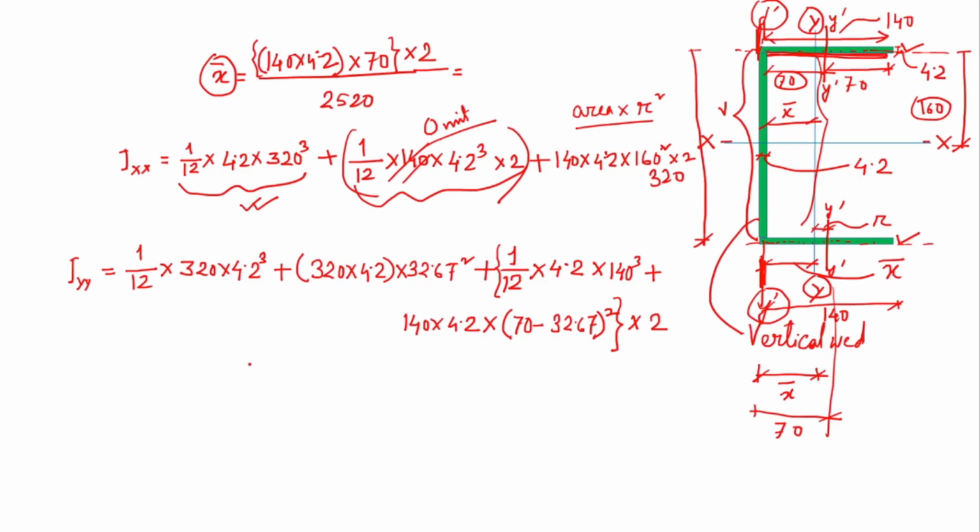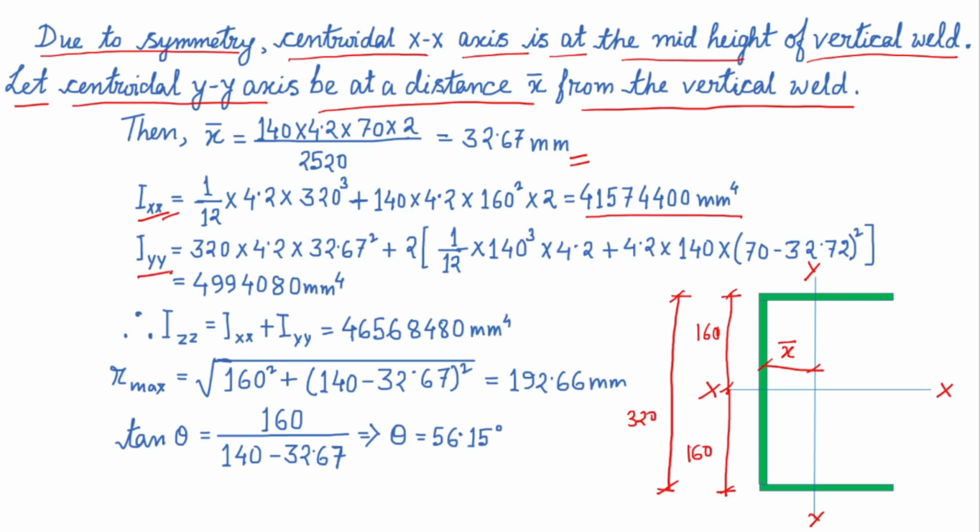Here also, if you notice, we have a term which has 4.2 cube. This is also a very small term, because 4.2 is very small compared to the other dimensions, and we have taken the cube of 4.2, so we can omit this term. So here also we can omit this term and calculate this part. In this way I have calculated IYY and the value comes out as 4994080 mm to the power 4.